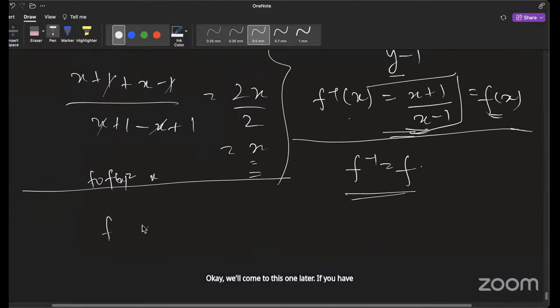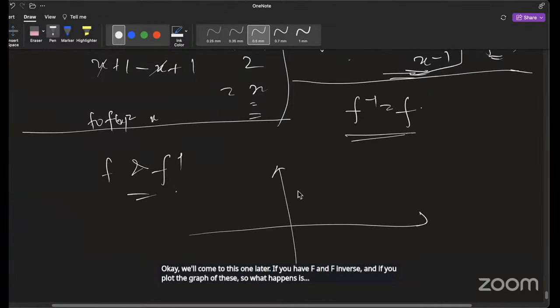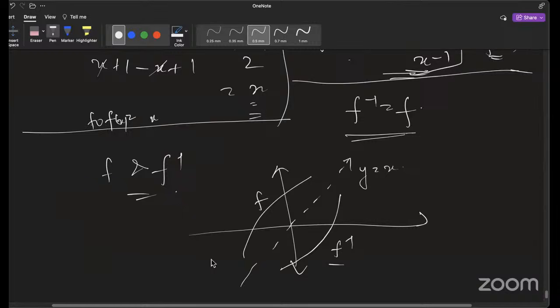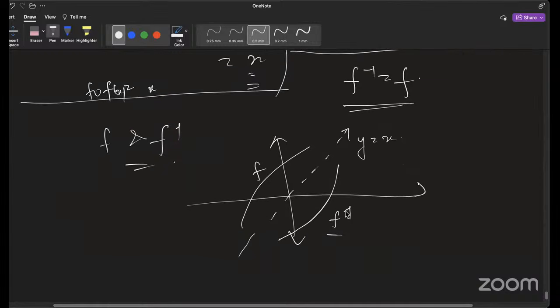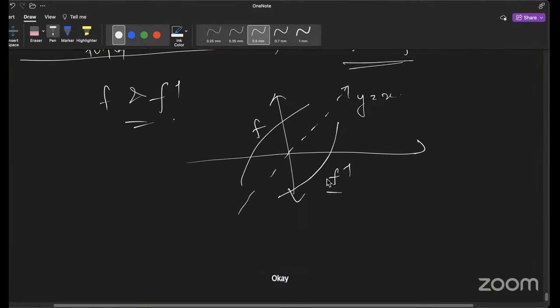If you have f and f inverse and you plot the graph of these, what happens is, let's first draw the line y equals x. Let's just say this is the line y equals x. So if your f is like this, and this is f, then f inverse is its image about this line. Consider this to be a mirror, and then your f inverse is like this. Is it fine? Yes, ma'am.